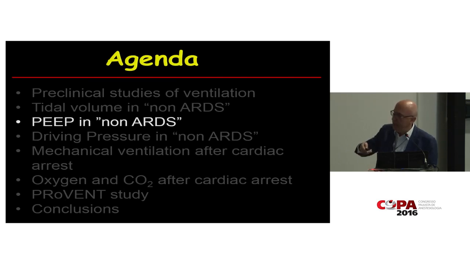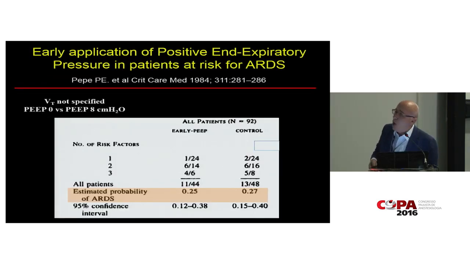What about PEEP in non-ARDS? There are only 2 randomized trials published. This is a very old study in the New England Journal of Medicine. Tidal volume was not specified at that time. Two levels of PEEP, 0 and 8, in patients at risk of ARDS, very few patients. And you see there was no difference at all in terms of outcome.